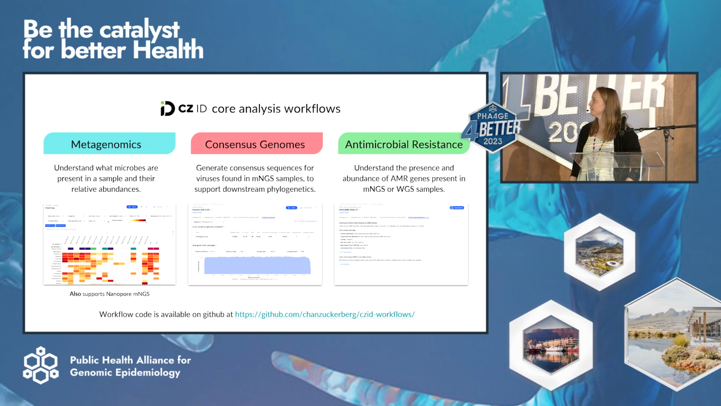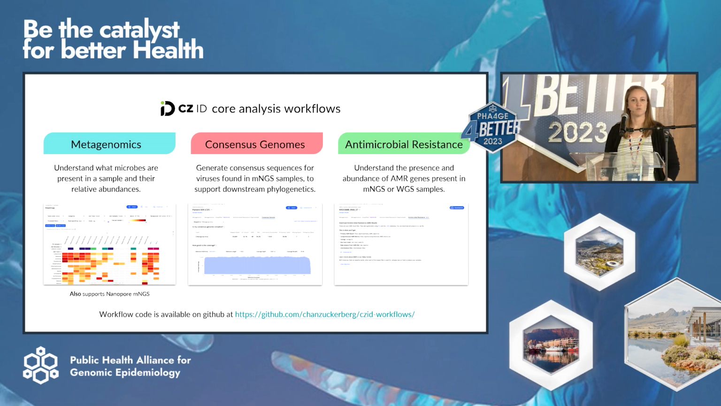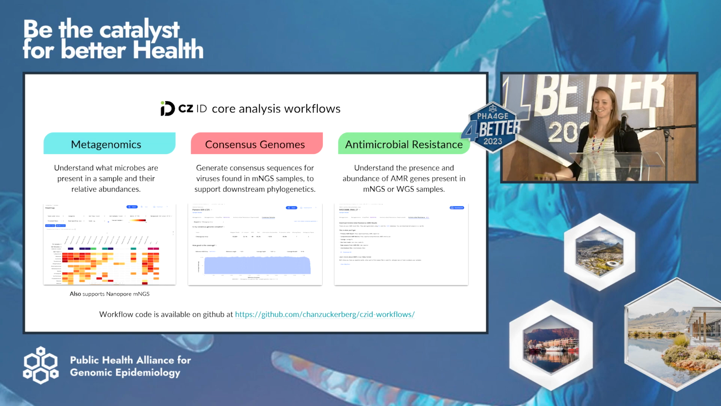data. And then AMR, where the goal is to understand the presence of AMR genes, and this relies heavily on the CARD and RGI tool suites. The workflow code for these is available on GitHub, as shown on the bottom. But I really won't be talking too much about the details of those pipelines today.